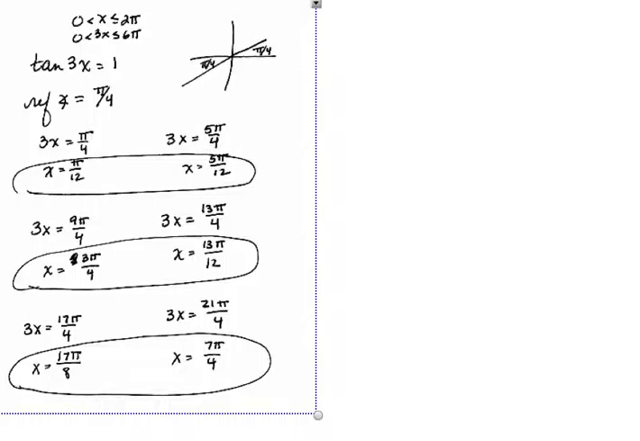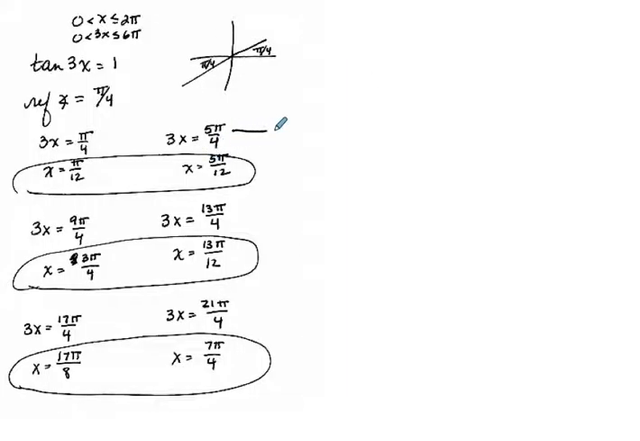Then I needed to add 2 pi to each of these, because remember, x is between 0 and 2 pi, but 3x is between 0 and 6 pi. So I added 2 pi to each of those and got these values. And then I did it again and got these values. And if I were to add 2 pi again, I would be outside the constraint. So at that point, I'm done. Then I take each of these and I solve for x by dividing by 3.